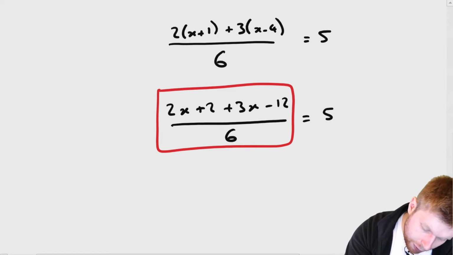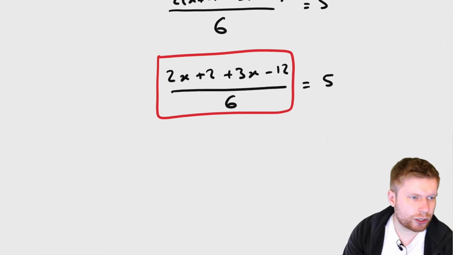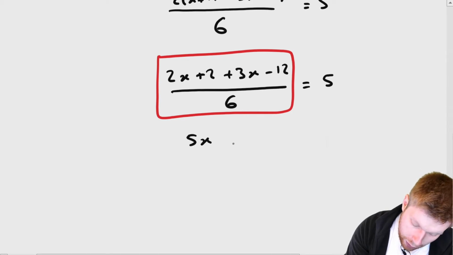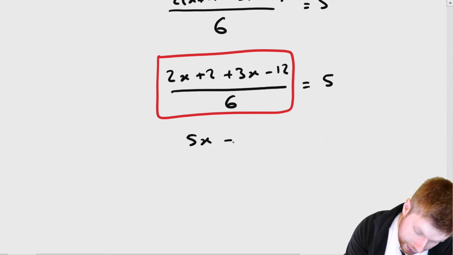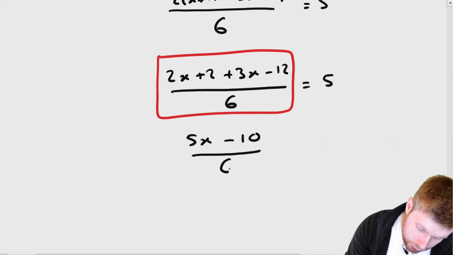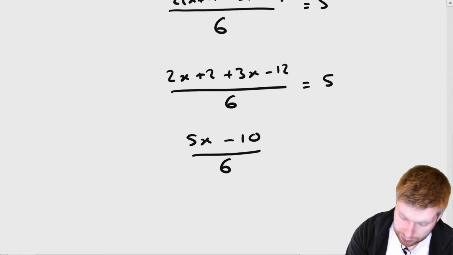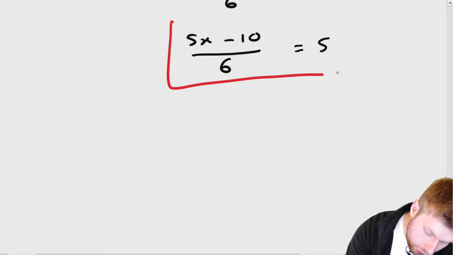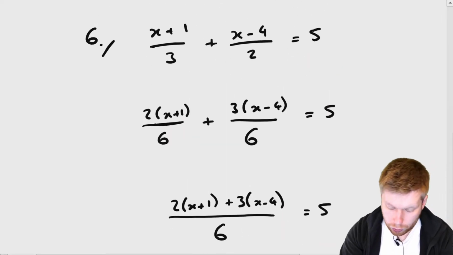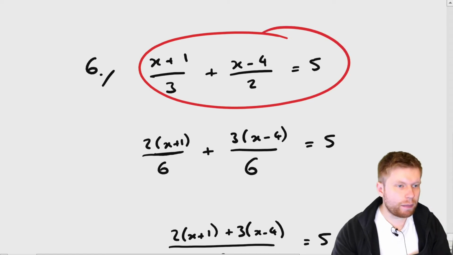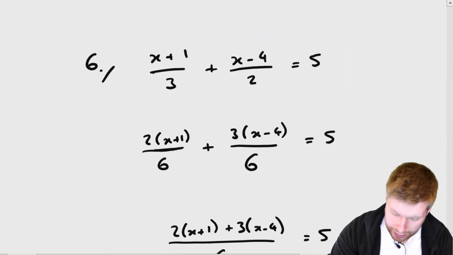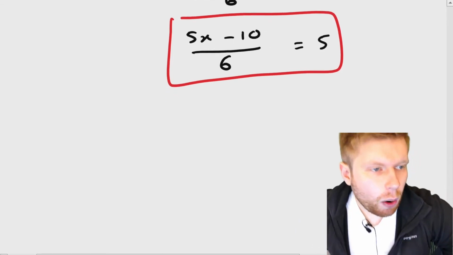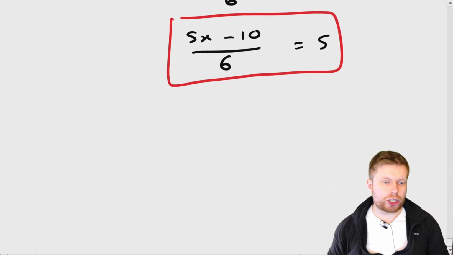So let's again just simplify that numerator just by collecting together like terms. 2x plus 3x, that gives me 5x. And 2 minus 12, that is going to give me negative 10. And that is all still over 6. Okay, good. And I've still got that equal to 5. So now I'm in a position where I've gone from two fractions being added together, and it equals a number, to suddenly just getting one fraction equals a number. That's simplified. Now I've actually got to figure out what to do with this fraction.